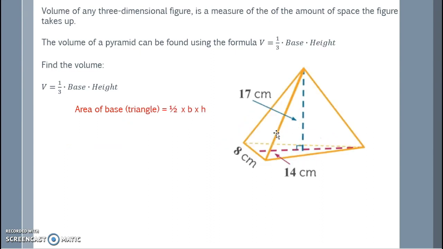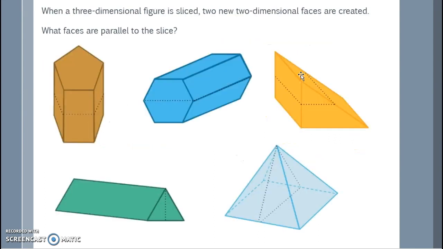Let's find the volume of this triangular pyramid. So the base on the bottom here is our triangle, and the area of the base is half times base times height. So half times the base of 8 times the height of the triangle, which is 14, so 56. The volume then is 1/3 of the base, so 56 times the height of the overall pyramid of 17. So 317 and 1/3 cubic centimeters.